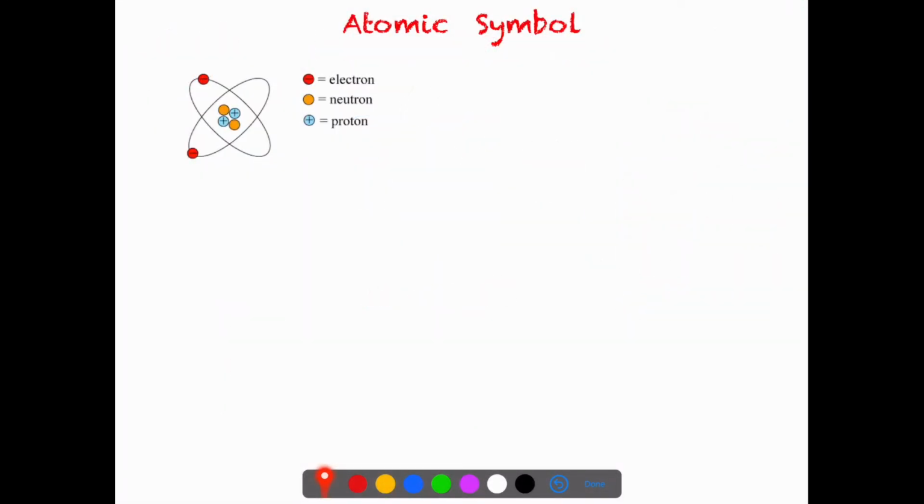Furthermore, an atomic symbol can be used to give us information about how many electrons, neutrons, and protons are there in an atom. So before we learn to write the atomic symbol, let's learn some terminology. Atomic number, represented by the uppercase Z. It's the number of protons in an atom.